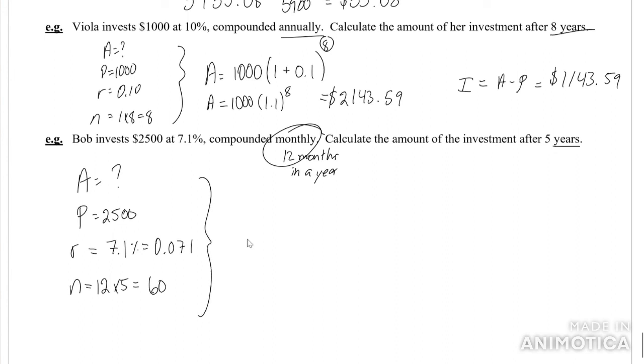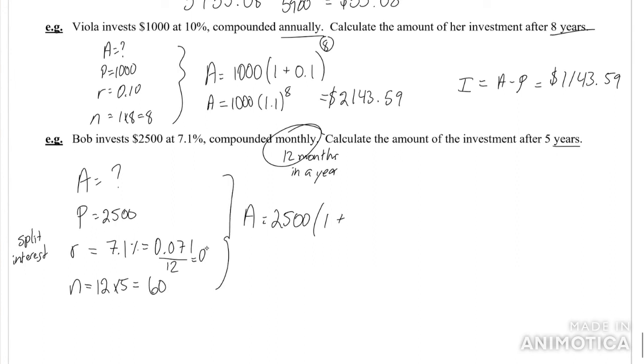So plugging this in, I now have A is equal to 2,500 times 1.00, and I apologize, there's one more step that we need to do here. So 1 plus, this is the yearly interest rate. So because it's compounded monthly, they also split the interest. So the monthly interest, I'm also going to divide by 12. And this gives me a value of 0.0059. So it's a much smaller number.